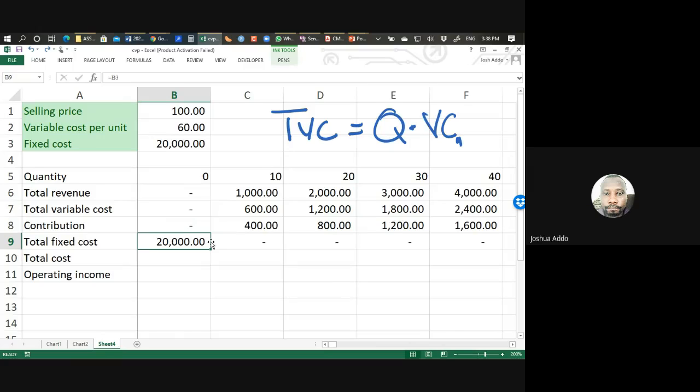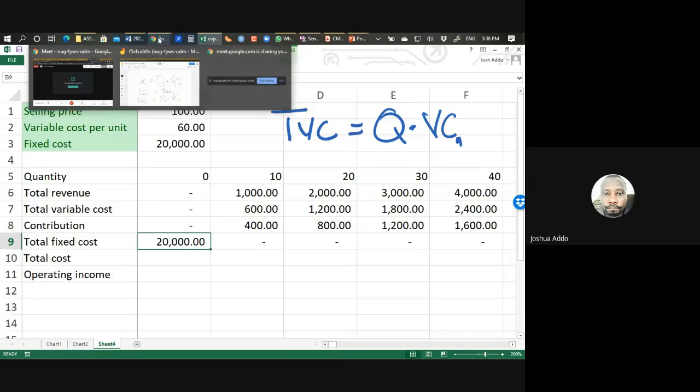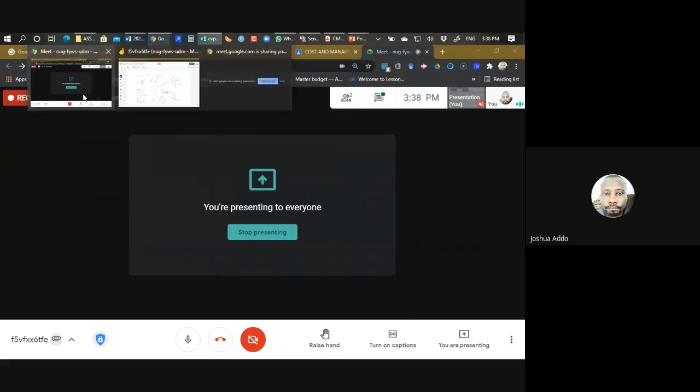Okay, so now see what is happening. This is the formula. Cell B9, this place, I made it equal to B3. And I dragged. But when I dragged, in cell B9 it is 20,000, all right. But C9, D9 is showing dash, dash, dash, dash. Who can tell us the reason why it is showing these figures instead of showing 20,000 across all the quantities? Who can say something about it?